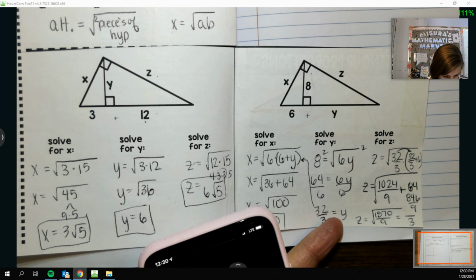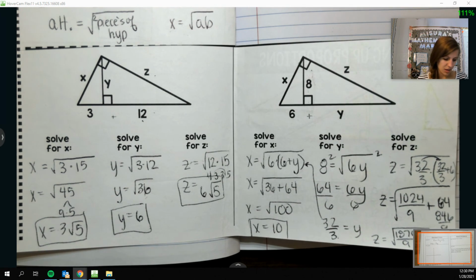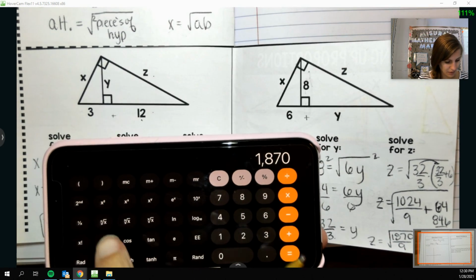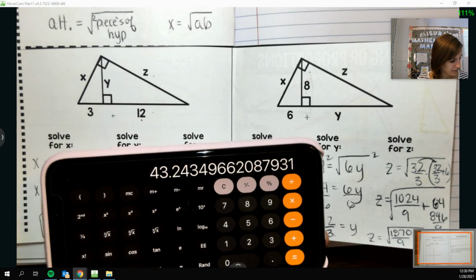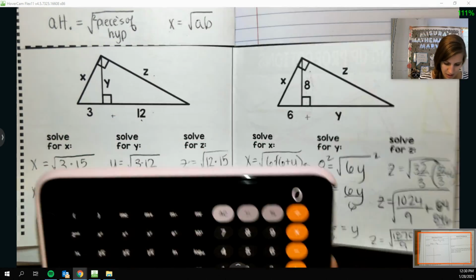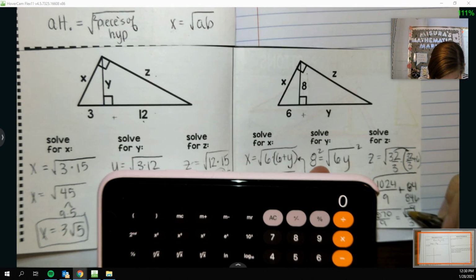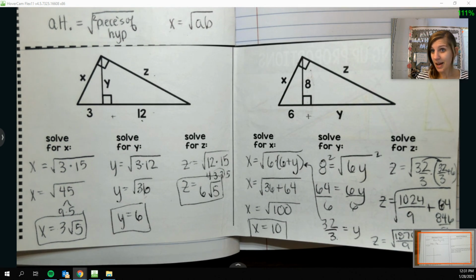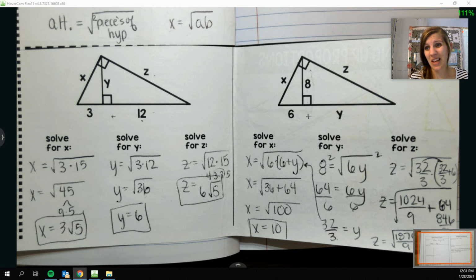I wonder if I can square root 1870. I'm just not sure about that. So let's ask my calculator. So 1870, and if I square root it, it sure doesn't work out. So we'll just leave it as square root of 1870. That's tough.